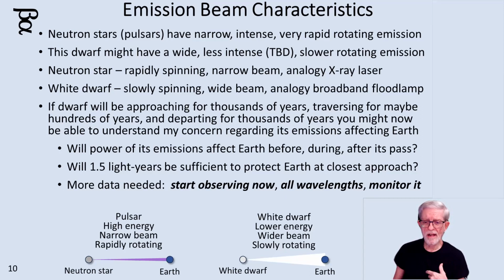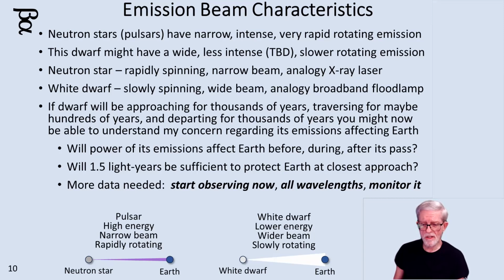It'll be approaching for thousands of years, traversing for maybe hundreds of years, and then departing for thousands of years, all of which it's going to be rotating and lighthouse swathing us in whatever emissions it has. Don't know what its emission power is. Is it going to affect us at all? Given that it's only 1.5 light years away and it is producing emissions, it will have some effect. Hopefully it's not catastrophic, but we won't know.